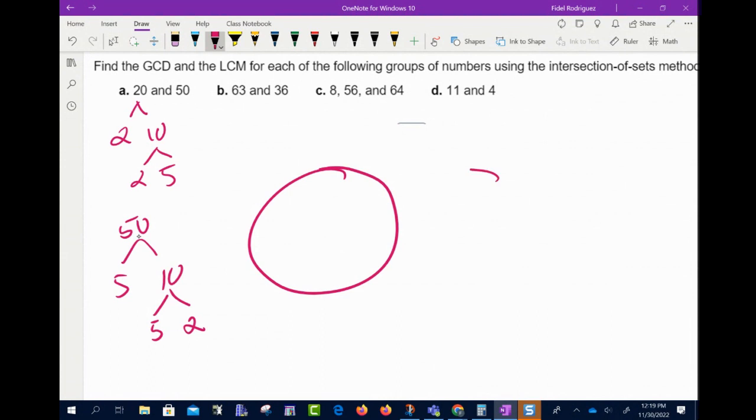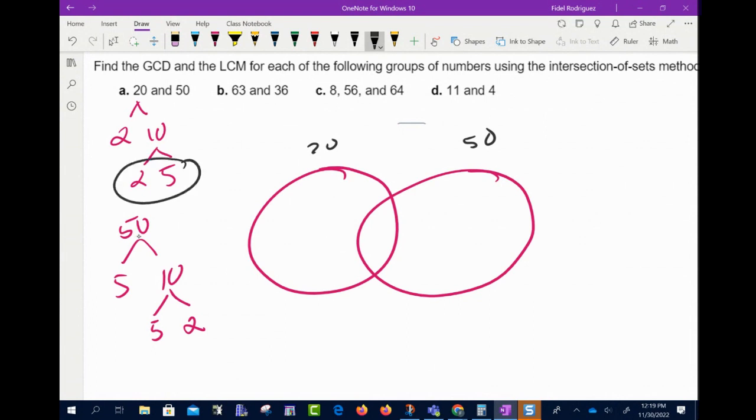Okay, so I'm going to draw 2 circles here. One of them is going to represent 20, the other one's going to represent 50. So the first thing I want to ask is, do we have any numbers in common? Yeah, we got a 2 and a 5 in common. So that 2 and that 5 is going to go inside here. Now in the 20, there was another 2 left over. So that 2 is going to go outside of the intersection, but it's still inside the 20. And the 50 had a 5 left over.